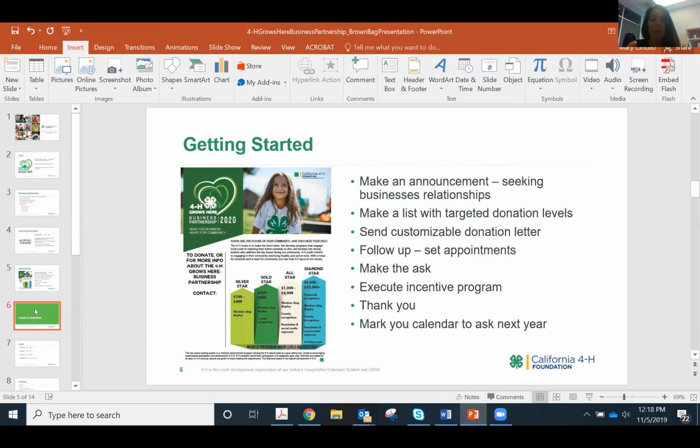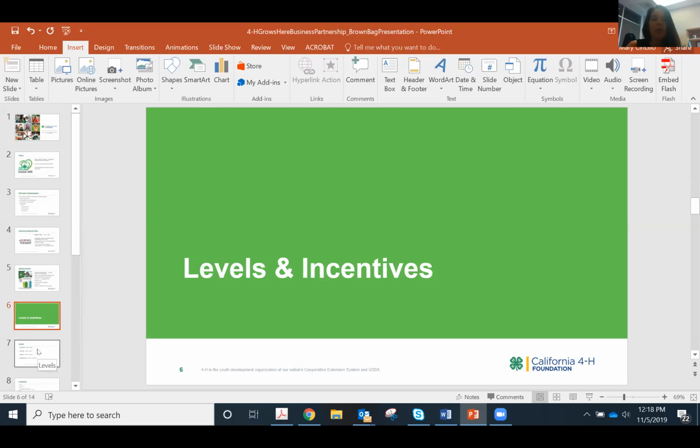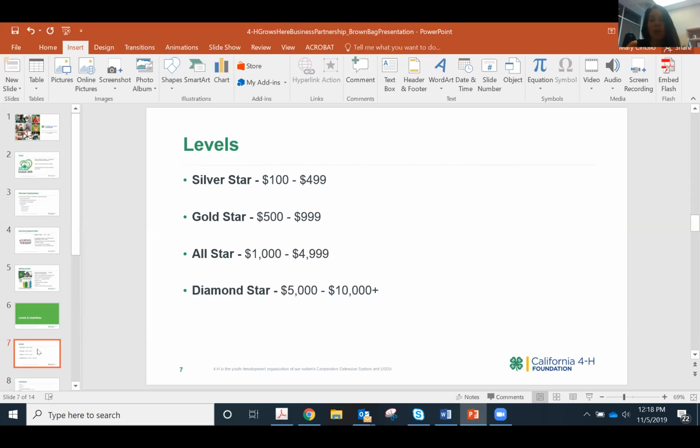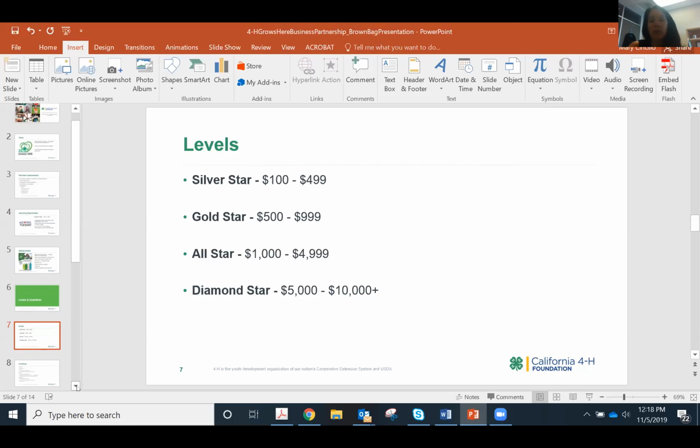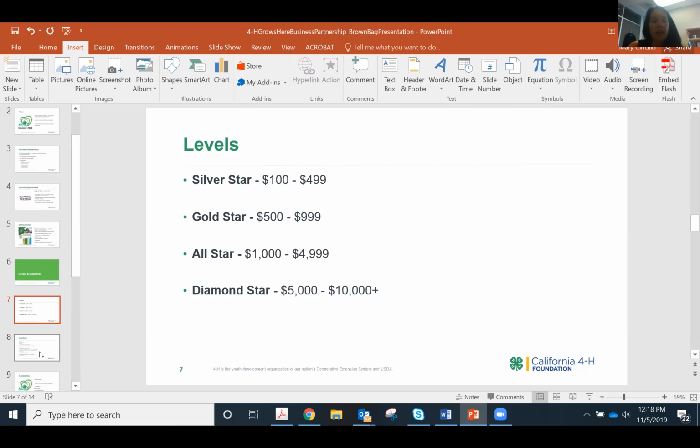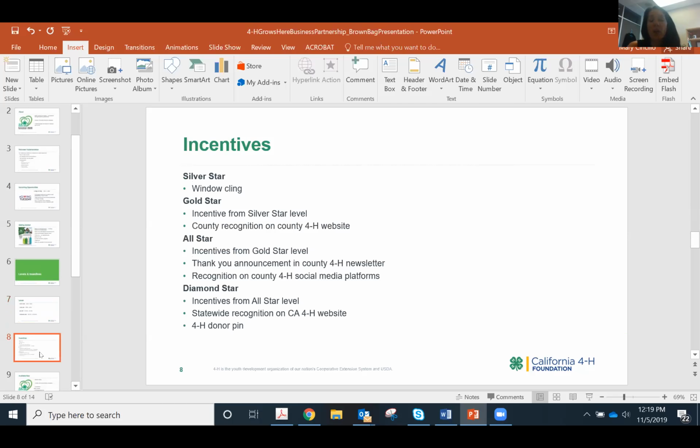all local business partnerships. So we created these levels and incentives, which are extremely broad because it's meant to serve every county in California. So we started at $100, and then obviously it goes up beyond $10,000. These are in the toolkit in templates, but they're all editable. So if there's something here that you're not comfortable with, you can change it. Again, the incentives are in the toolkit, but again, extremely broad.